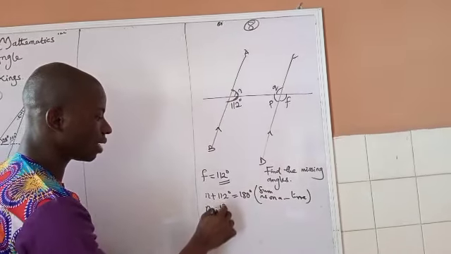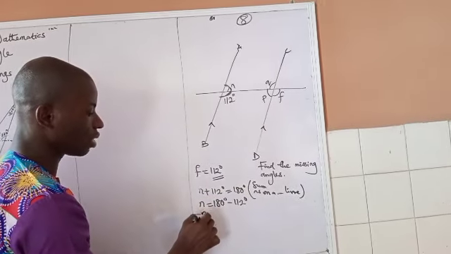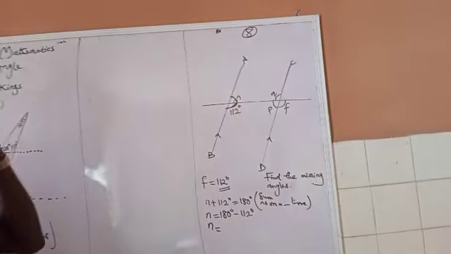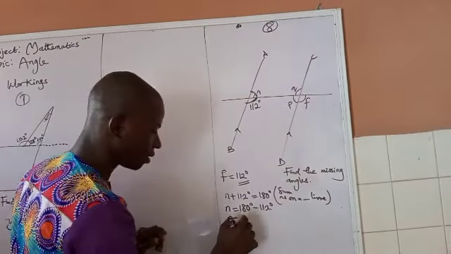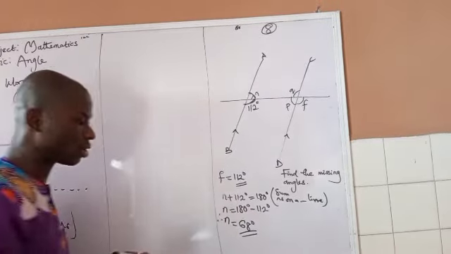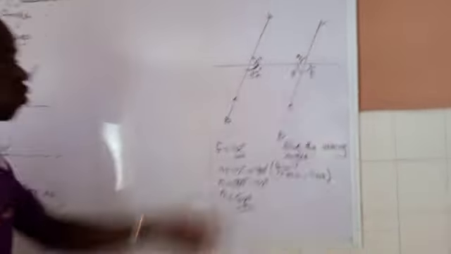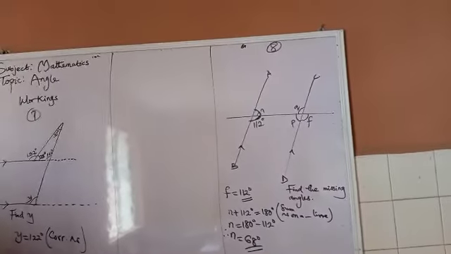Good. Now, collect like terms. N equals 180 degrees minus 112 degrees. So that one will give us what? When you minus 112 from 180, you are going to have 68 degrees. So, N equals 68 degrees. So once you have found N and you have found F, the rest is very simple.